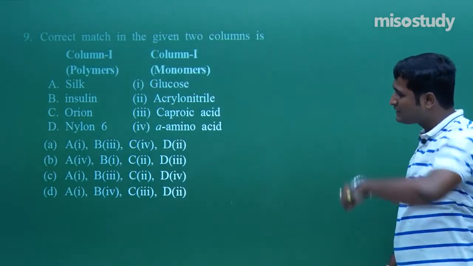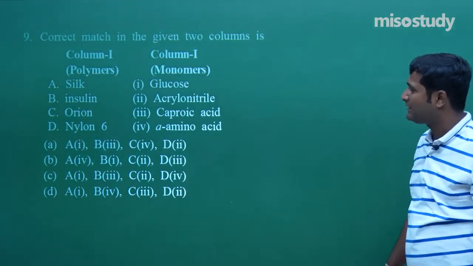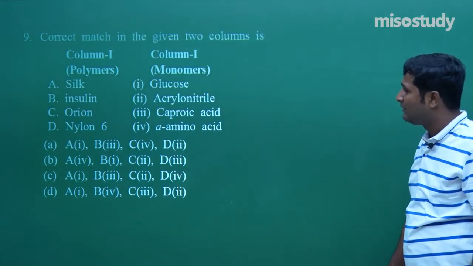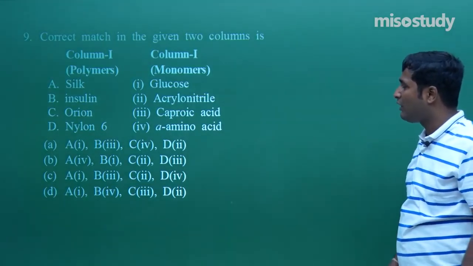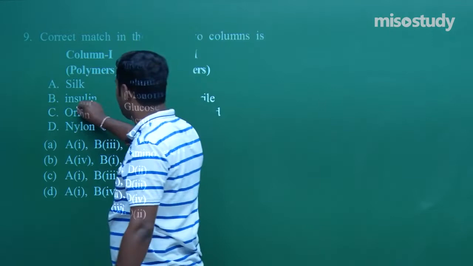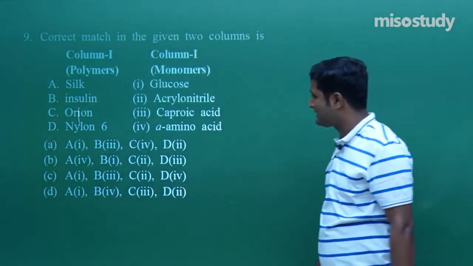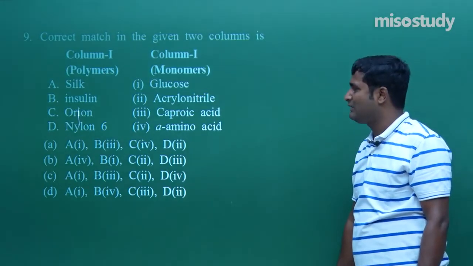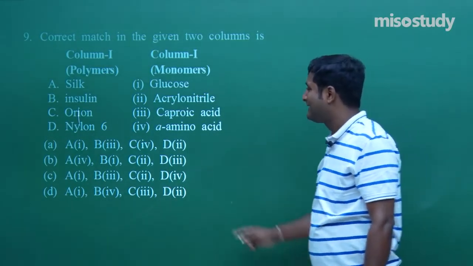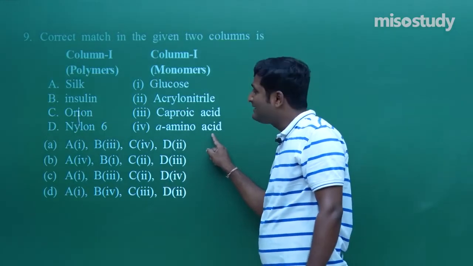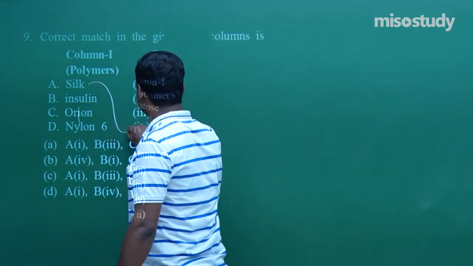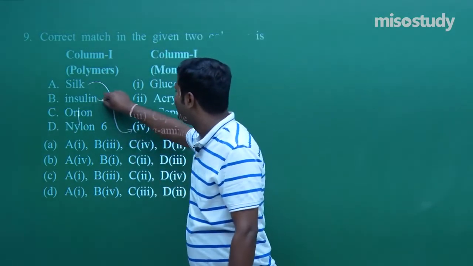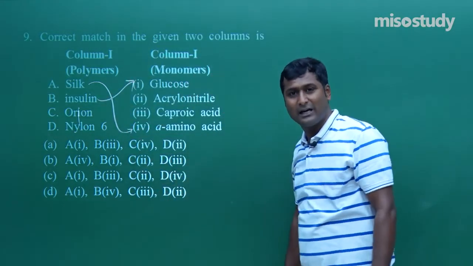Now, I am leaving this question for you. Check it out, what will happen in this case. Silk, insulin, Orlon, and nylon 2, nylon 6 are the polymers, and we match their monomers. As we know, for silk it is the alpha amino acid. For A, this is the option. And for insulin, we all know there is glucose. This is the correct option.